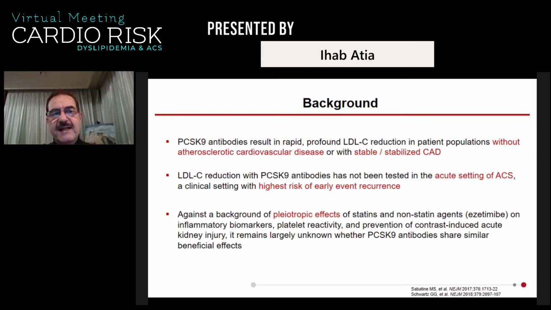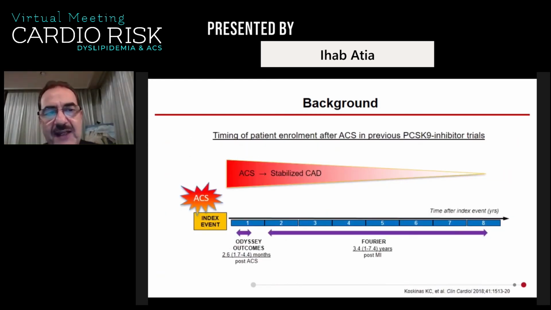So let's go again to the timing of the study. When we look at the PCSK9 inhibitor trials, when you look at FOURIER, you all know it wasn't a strict ACS study. It actually studied patients that had stable coronary artery disease 1 to 7.4 years after the index MI, and even ODYSSEY OUTCOMES, which is a post-ACS study, studied the patients from 1.7 to 4.4 months after the index ACS.